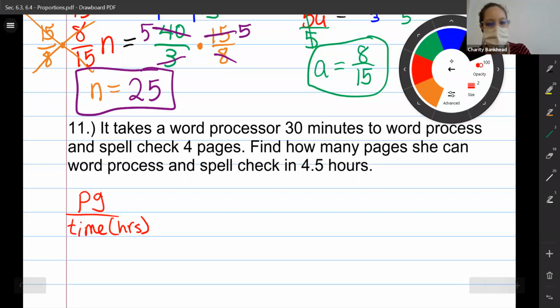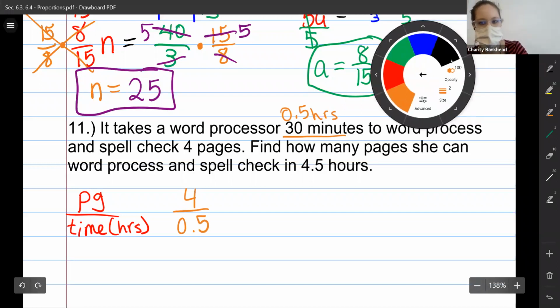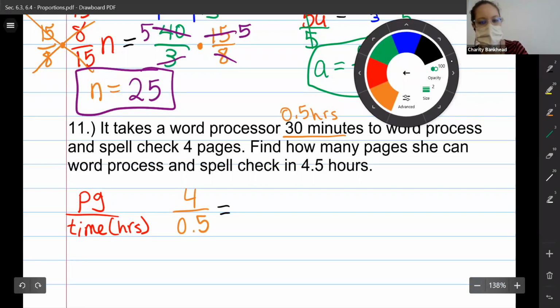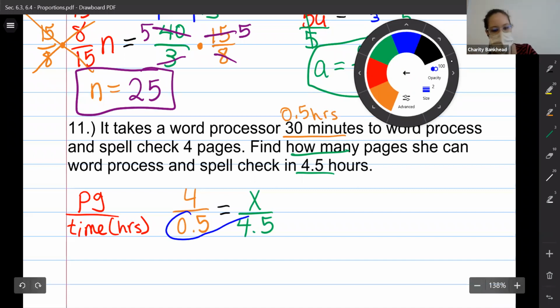All right, so 30 minutes, which is also the same thing as 0.5 hours, for 4 pages. So 4 over 0.5 equals. And then they want to know how many pages, so that's X number of pages in 4.5 hours. So my proportion equation is 4 over 0.5 equals X over 4.5. So then I can go ahead and cross multiply.